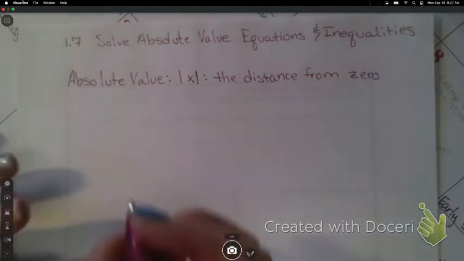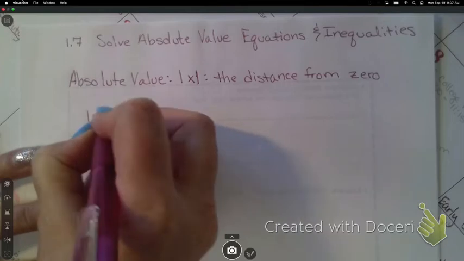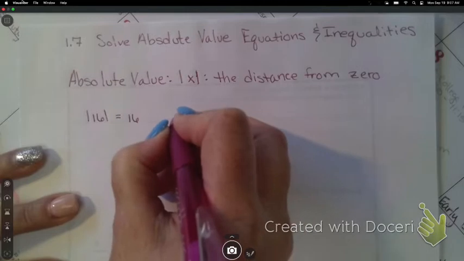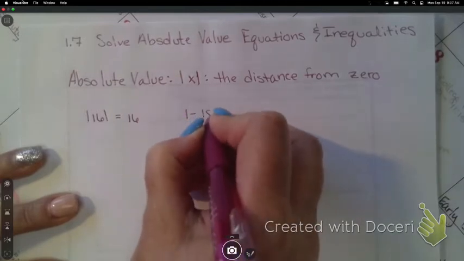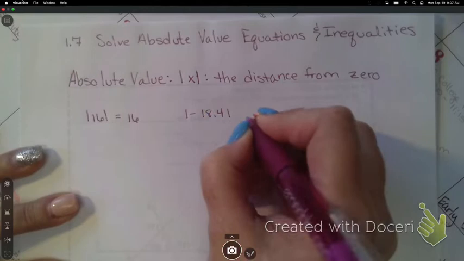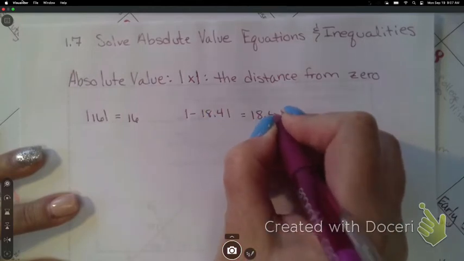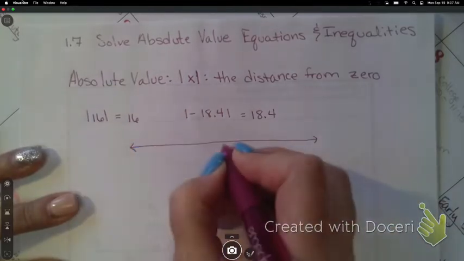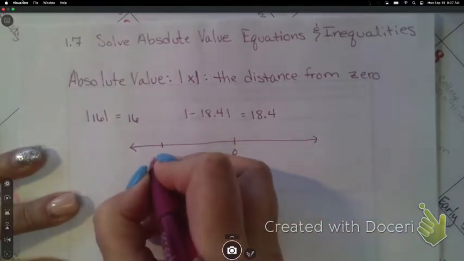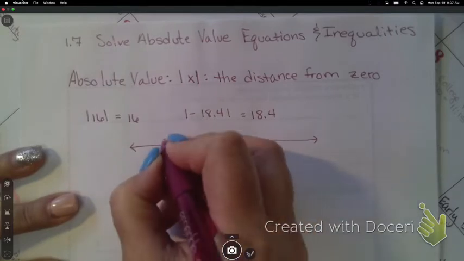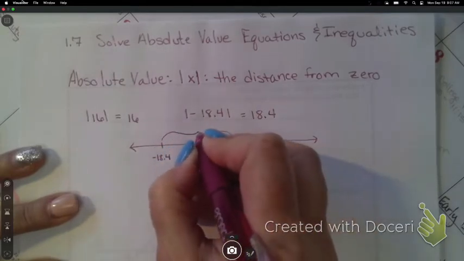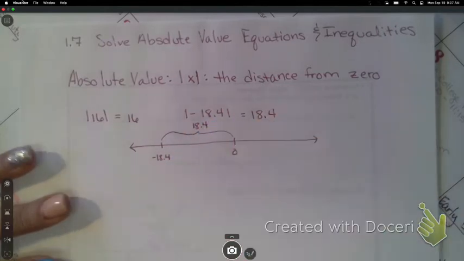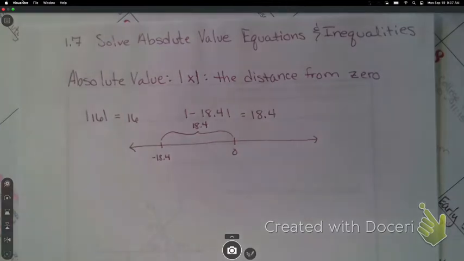Okay, so the absolute value of 16 is what? 16. The absolute value of negative 18.4 is 18.4, because we're talking about distance from 0. This distance is positive because we don't say distances in negative values.